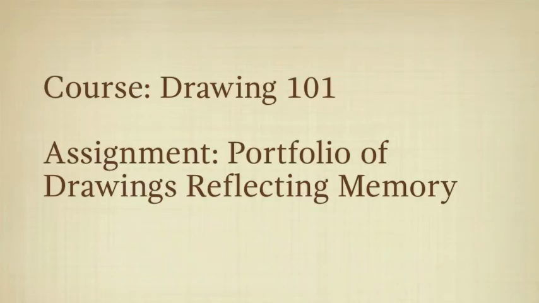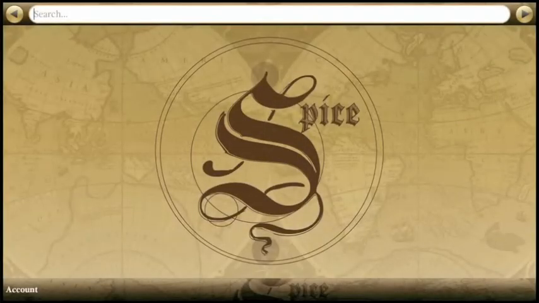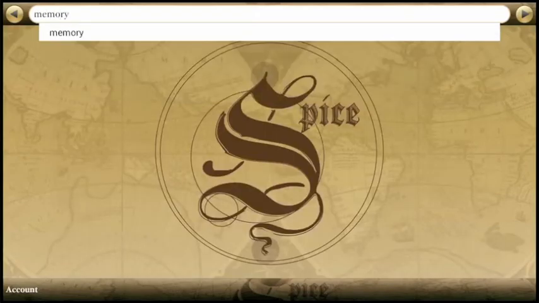Suppose you were taking Drawing 101 as an elective. You are not an art major, but wanted to take a creative elective. Your semester project is to create a series of drawings that reflect the theme of memory. Now, memory is a pretty vague concept for a tangible drawing. I say you turn to Spice for some ideas.